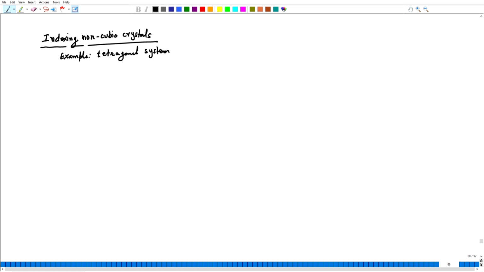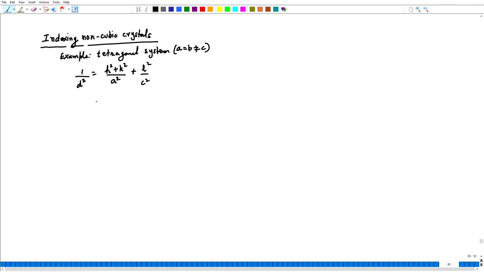Now, here the interplanar spacing is not as simple as in the case of the cubic crystal. Here the interplanar spacing d is given by this expression, h square plus k square divided by a square, plus l square upon c square. Here essentially a equals b not equal to c, and all the angles are orthogonal.